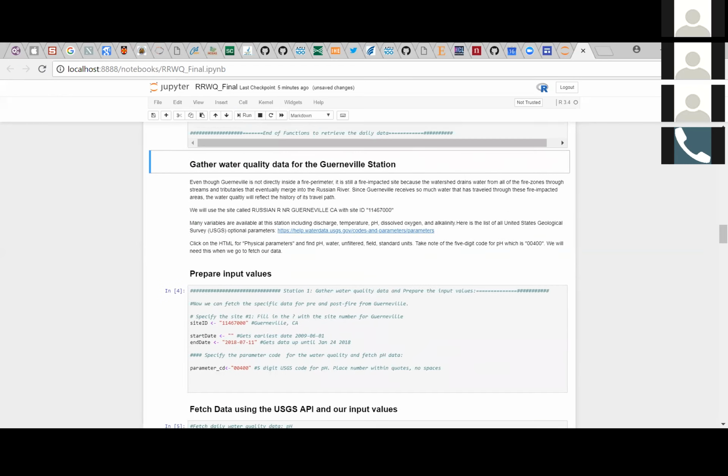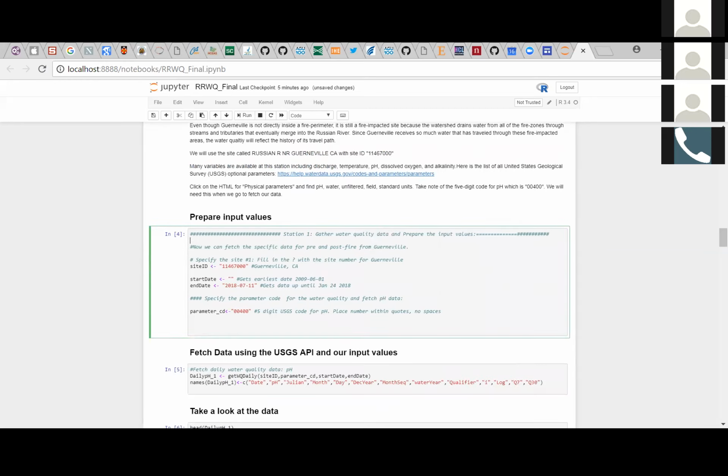The first thing we decide is what stations we want to choose for the analysis. I'm going to use the Guerneville station, which is along the Russian River, and it's called Guerneville site, this site right here, highlighted, and it's at the Hacienda Bridge. So we specify our input values, the station number or the site ID. We specify our start dates and end dates, as well as the parameter that we're interested in. And for this demo, we are going to look at pH, acidity levels in the river pre and post fire.